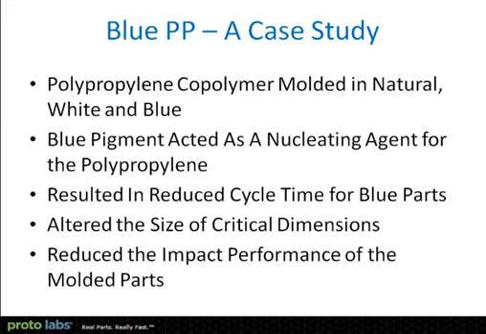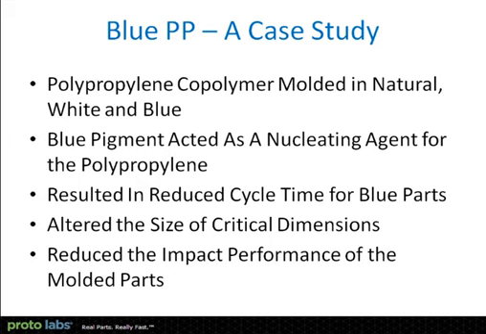Now in semi-crystalline materials, as I mentioned, the colorant has the ability to change the way the material crystallizes. A lot of these pigment systems act as nucleating agents for materials like polypropylene and polyethylene. And when you nucleate a material, you change its crystal structure, and therefore you change its properties. In this case, the blue material that we were using, and it was a concentrate in this case, we noticed one thing: it resulted in a significant reduction in cycle time. And when we did the analysis in the lab, the reason for this became very clear. It also changed the size of our critical dimensions.